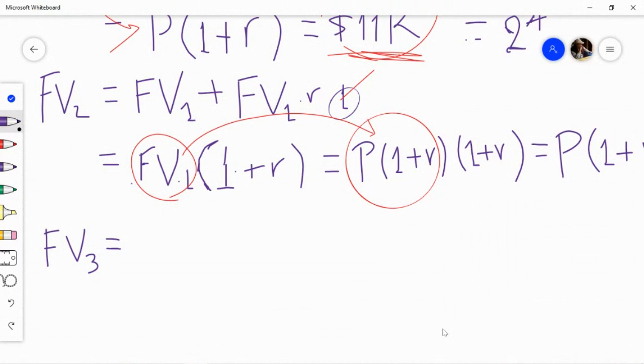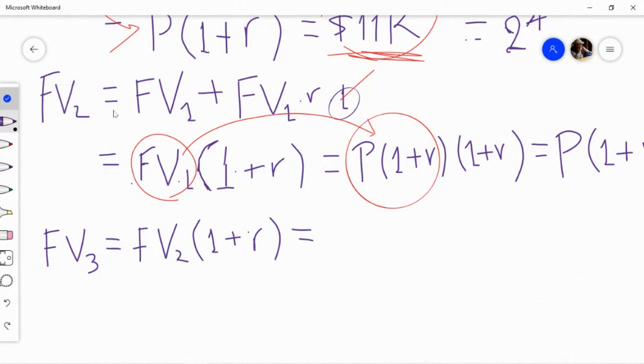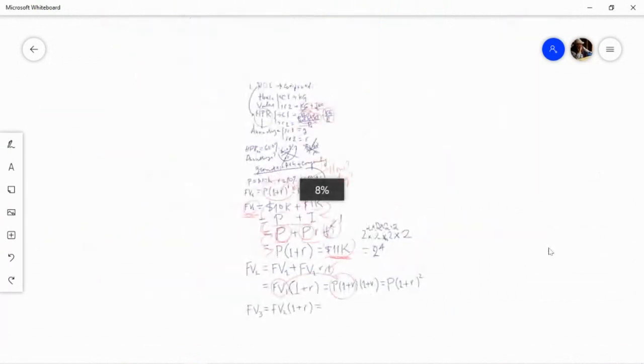So future value 3. Think about it. At the beginning of year 3, what is sitting there in your account? You have future value 2 sitting there in your account, isn't that right? And it's going to earn interest for 1 year, just like any previous year. And then think about it. What is FV2? We just defined what FV2 is, isn't that right?